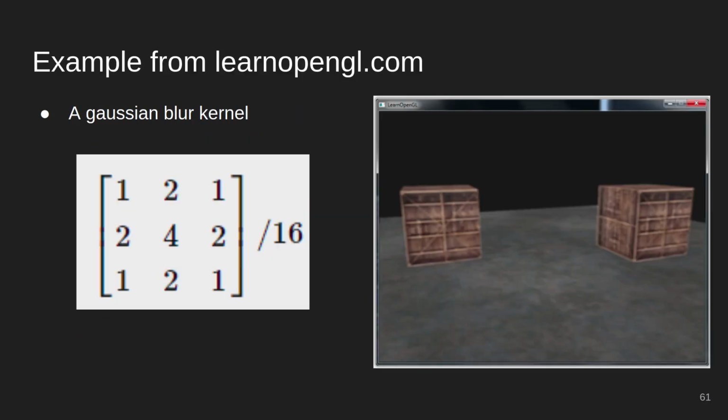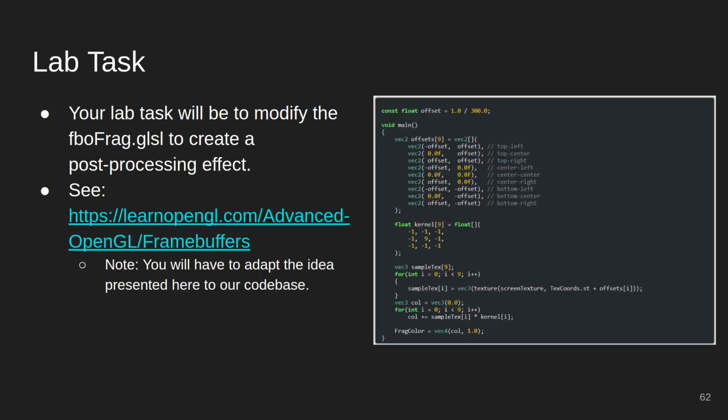Let's see. So here's an example of a blur effect from Learn OpenGL, and that's going to be your lab task. Okay, so there's some example of how you'll apply the actual kernel. So if you're trying to figure out, hey, how do I get my neighboring pixel values, here's the idea here.